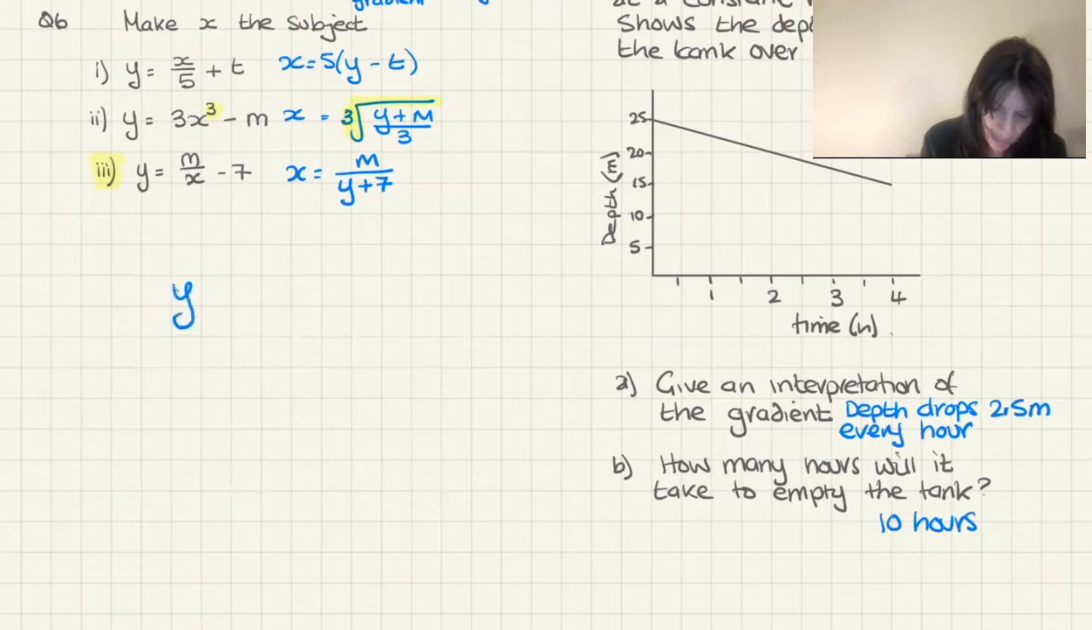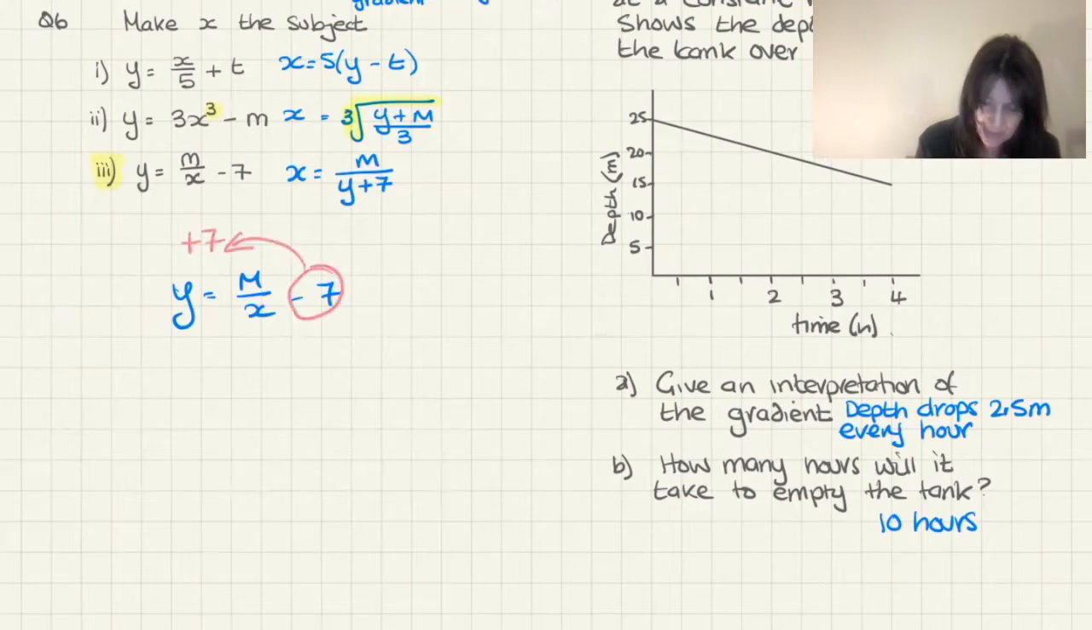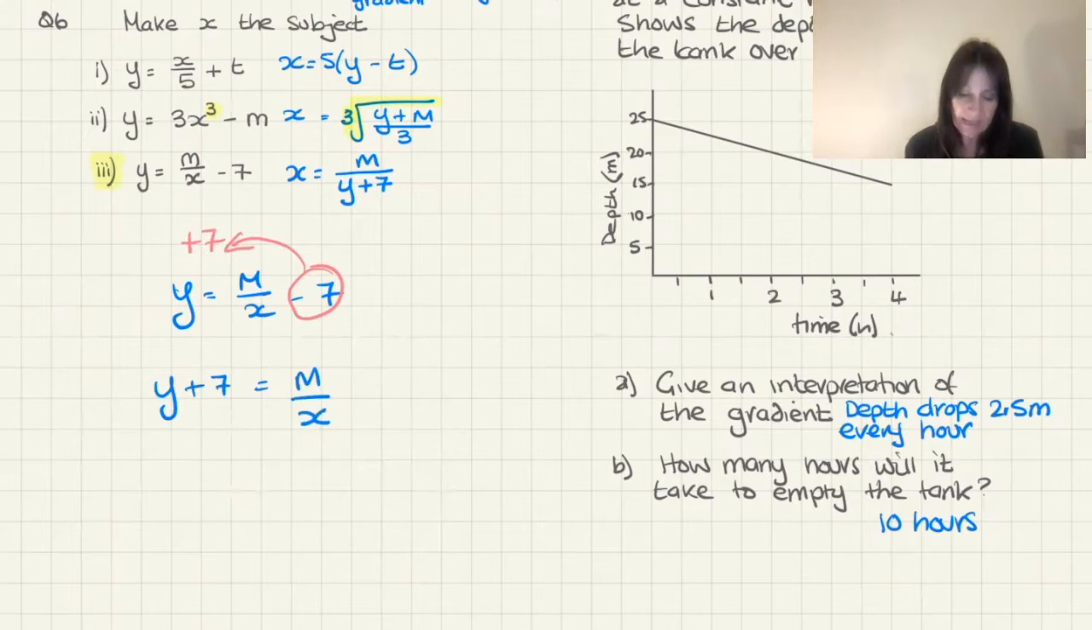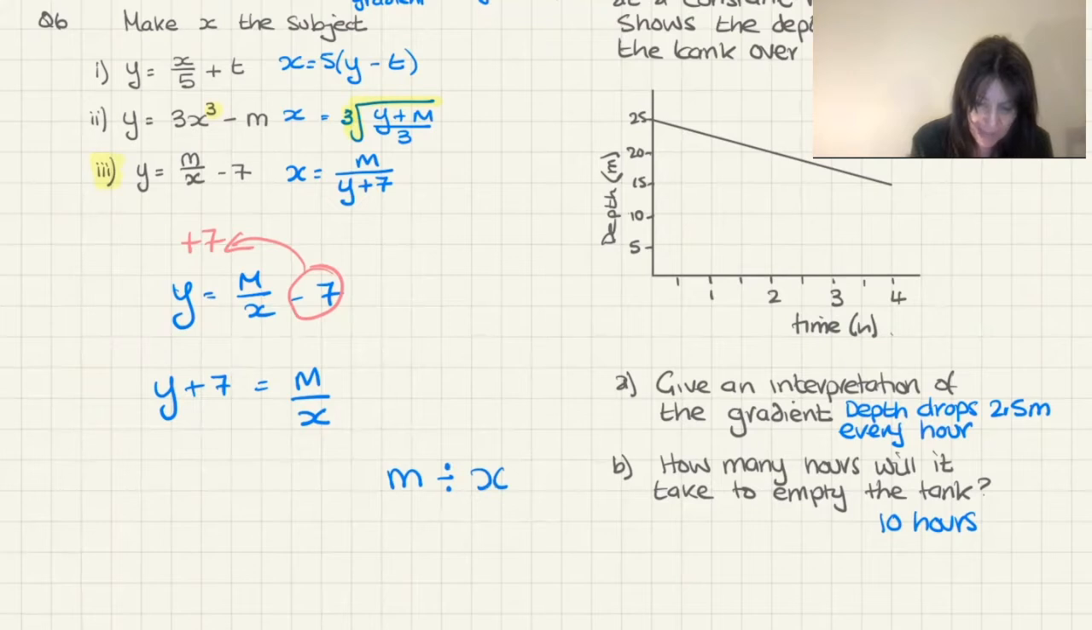So we were given y equals m over x take 7. Now I've got to undo this, which means I'm going to be taking the minus 7. It's going to be landing as plus 7. So y plus 7 is equal to m over x. Now, x is what I've got to get on its own. I'm not going to be able to do that. I can't just move the m. The m doesn't have anything to move, if that makes sense. If I write m divided by x, I can't grab the m because it doesn't have an operation.